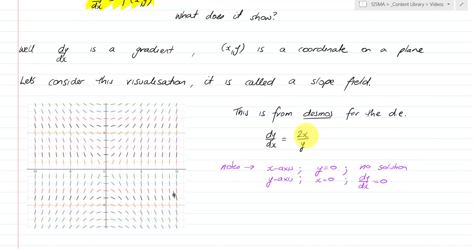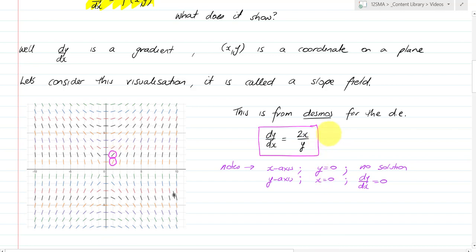So let's take this example here. dy/dx is equal to 2x over y. So I'm saying let's take the coordinate (1, 1). 2 times 1 over 1 is 2. So at the coordinate (1, 1), the gradient is 2. And this is that point representing the gradient equals 2. You can see it's reasonably steep. Now the point above it, at (1, 2), is not as steep.